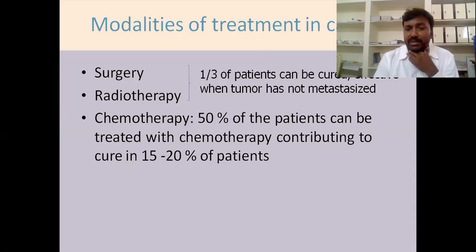So, modalities of treatment in cancer. What are the possibilities? The major treatments are surgery and radiotherapy, which are successful, and one-third of patients can be cured effectively when the tumor has not metastasized. When cancer develops in one part of our body, we can cure it easily by surgery and radiotherapy. But if it spreads to other organs, that is metastasis.